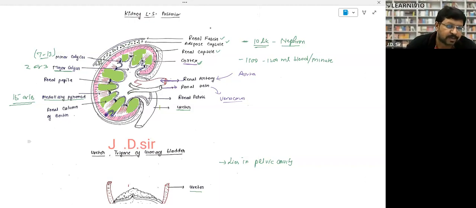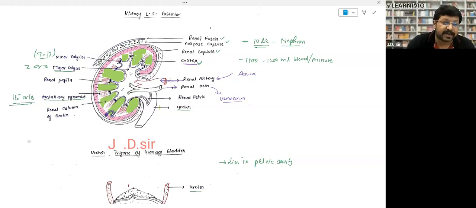Next, the inner part is made up of these kinds of structures. These major branches are called major calyces. Try to understand. Every kidney will have 2 to 3, that you need to note down. Every kidney will have 2 to 3 major calyces, right? You can see this is a major calyx, this is a major calyx, and these major calyces further branch out into minor calyces. Every major calyx will have 7 to 13 minor calyces, right?